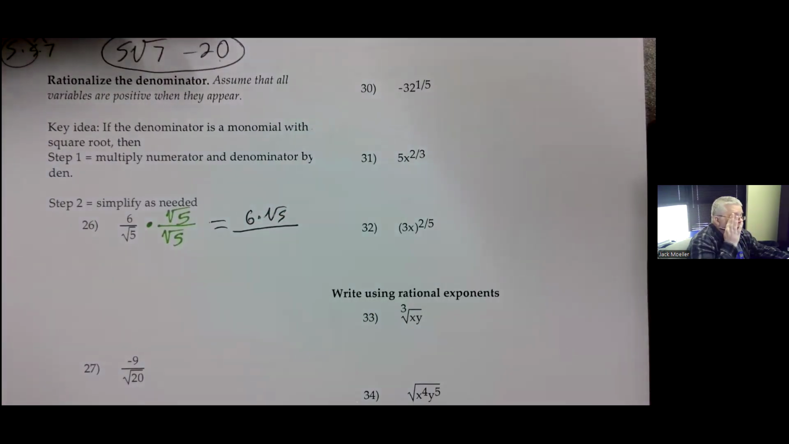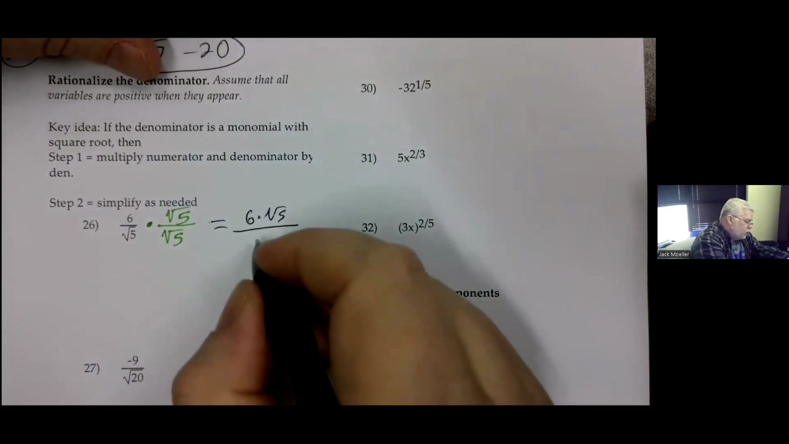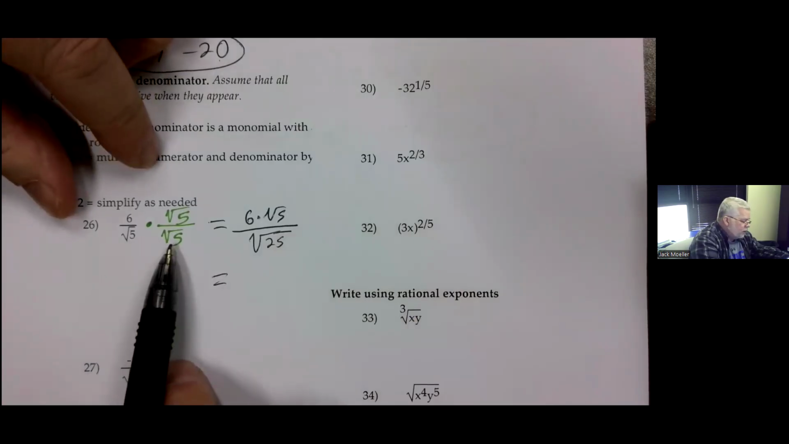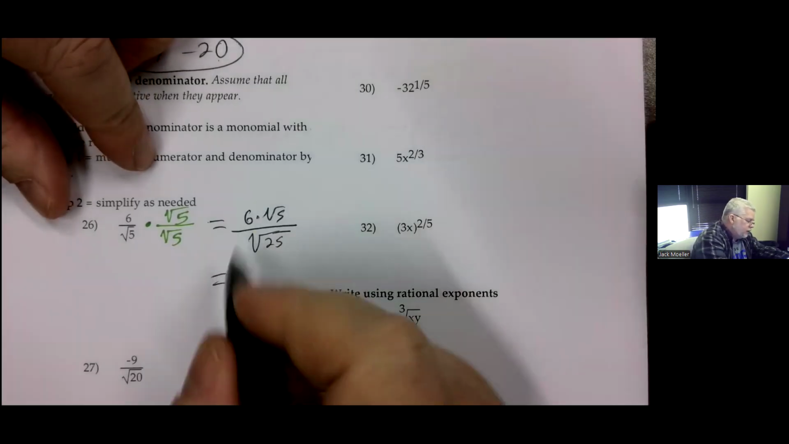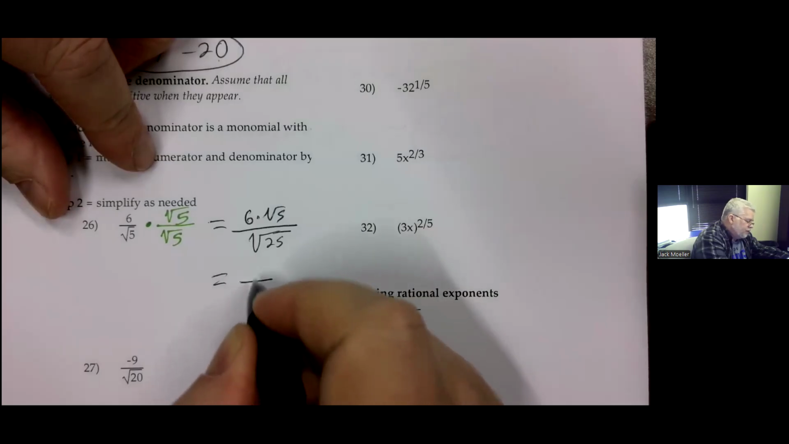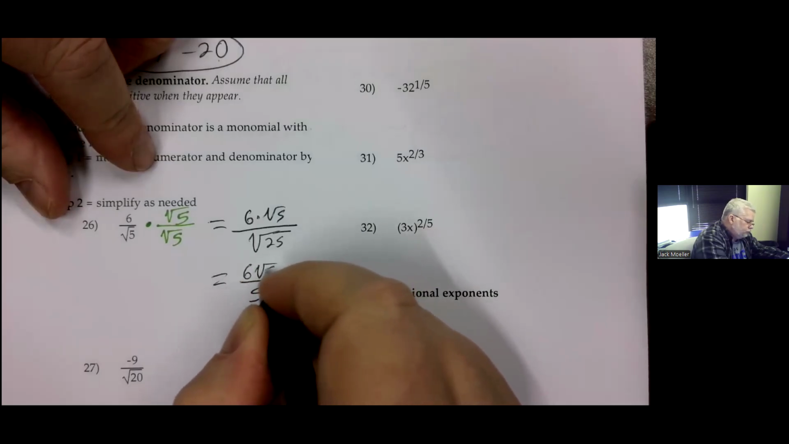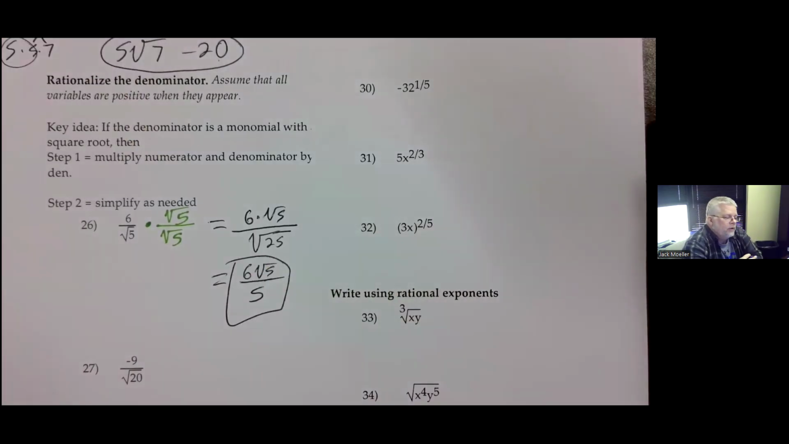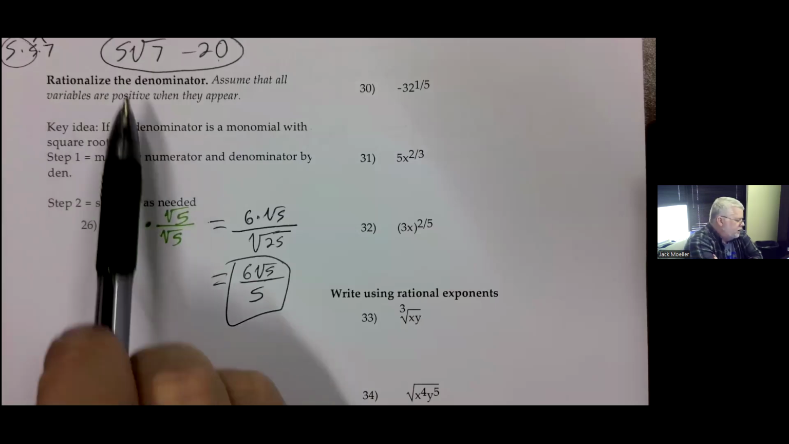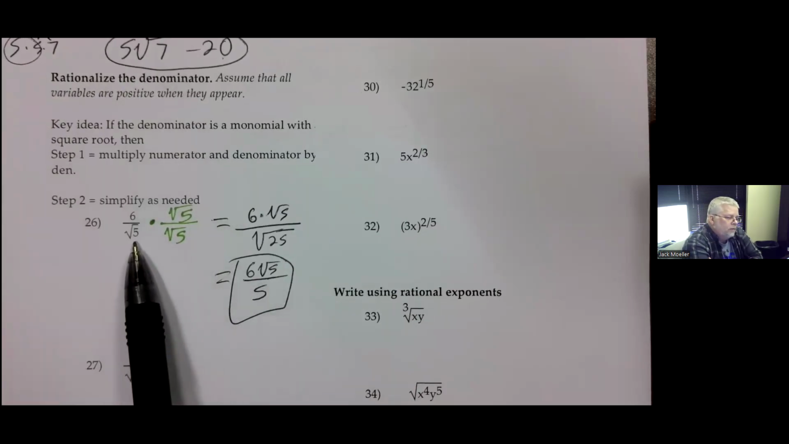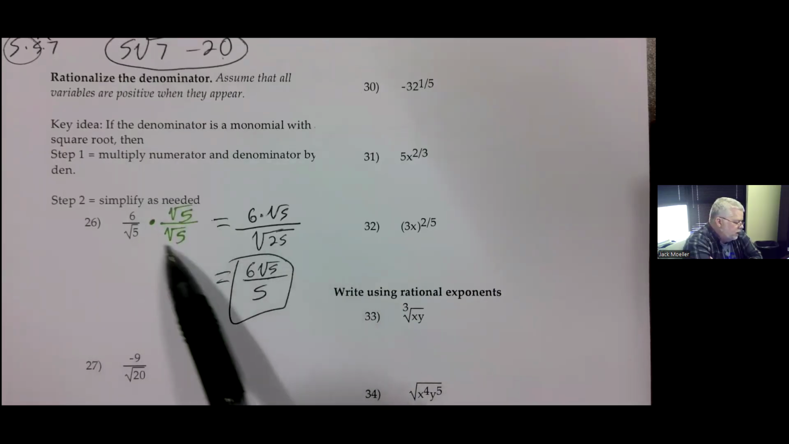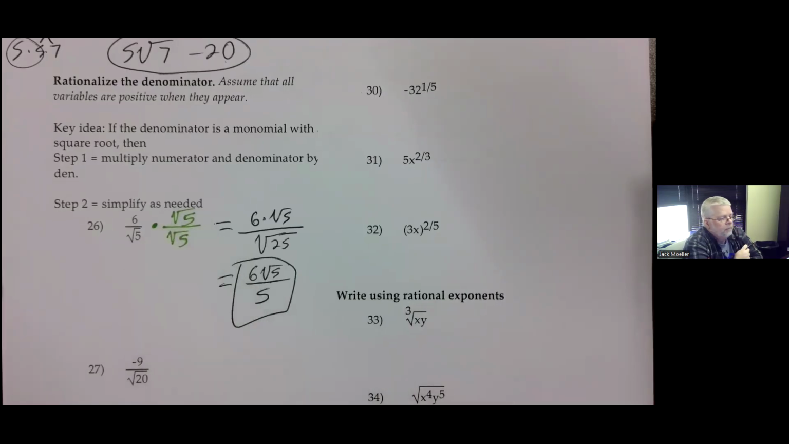And on the bottom, square root of 5 times square root of 5 is square root of 25. Hopefully, as you get more comfortable with these, if you have a square root times itself, that just gives you the number on the inside, because the square root of 25 is 5. So the final answer here would be 6 square root of 5 over 5. That's what we mean by rationalizing the denominator. If the radical's in the denominator, we basically have to move it to the top. And that's legally how we do it, multiply top and bottom by that denominator.